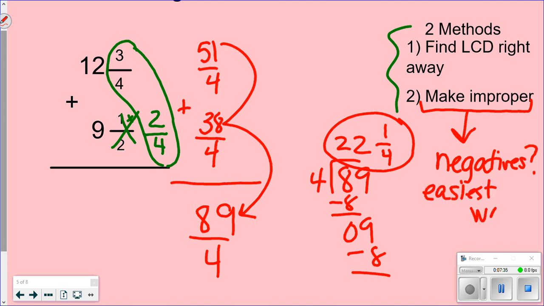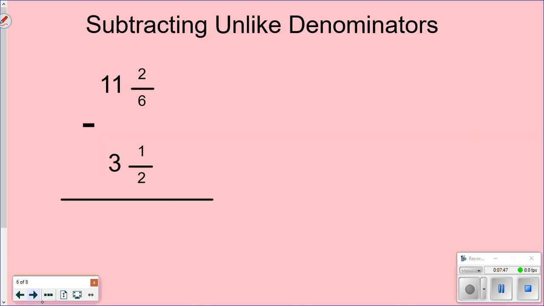And you don't have to guess what you have to do. It'll literally tell you right in the problem. If you're adding two negatives, subtracting a positive and negative, whatever, that is the easiest way. So let's do some with a subtraction one.